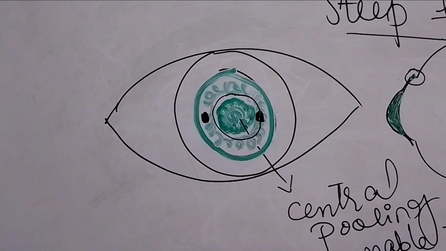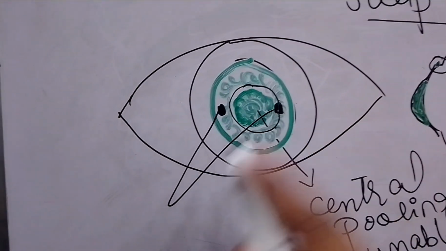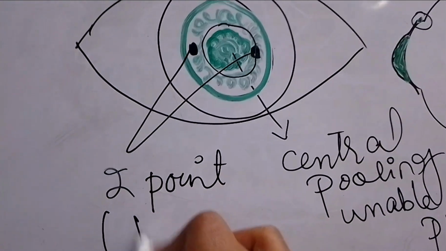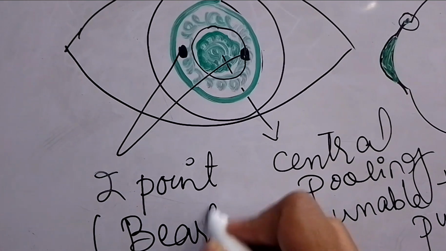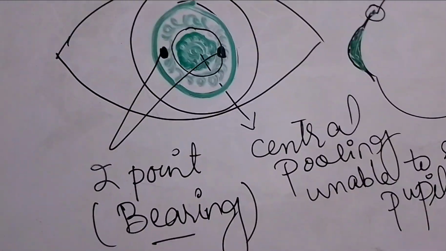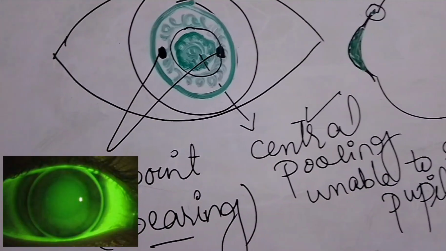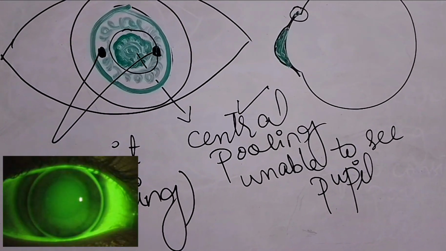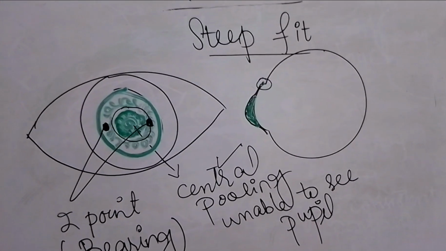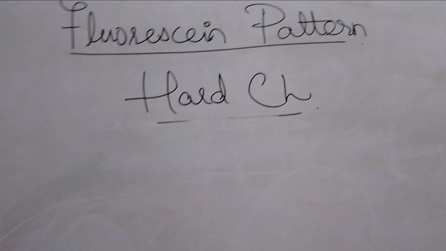So I hope it is now clear that there will be more central pooling with two-point touch, or with bearing at the mid peripheral region, right? But that will not be that much. The only thing that tells you about the steep fit is the central pooling that enables the pupil to be viewed, right? So this is the steep fit. Hope the ideal fit and steep fit are clear.